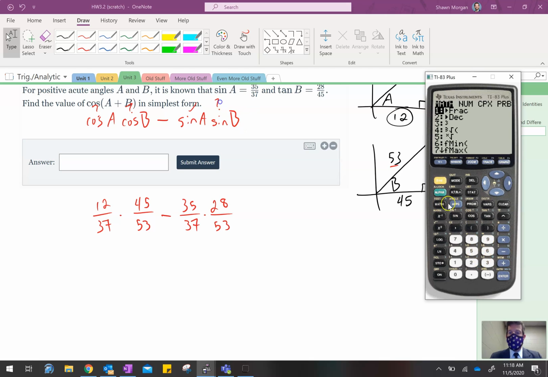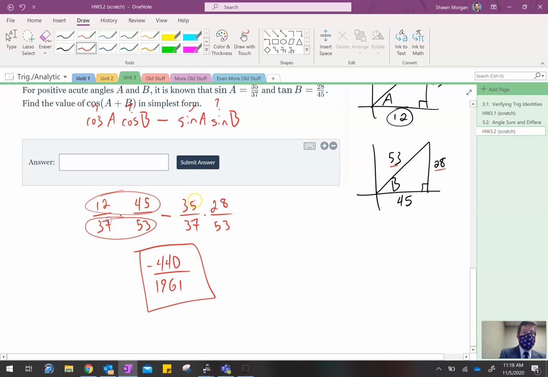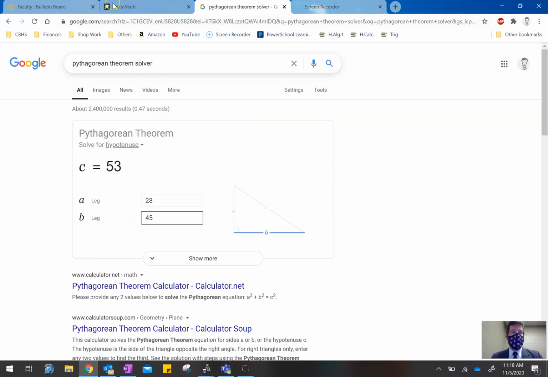Now my calculator has an option to turn that into a fraction in simplest form, and it's going to be negative 440 over 1961. So negative 440 over 1961. And if you're wondering, how did you get that behind the scenes? Just multiply top with top, bottom with bottom of each of these pairs of fractions, and then subtract the result like we did in the previous example, and you get negative 440 over 1961.